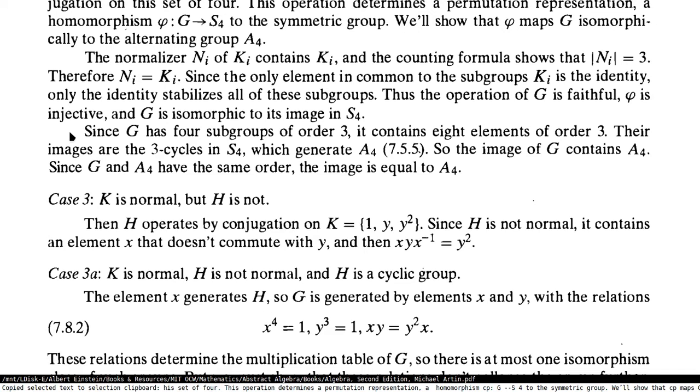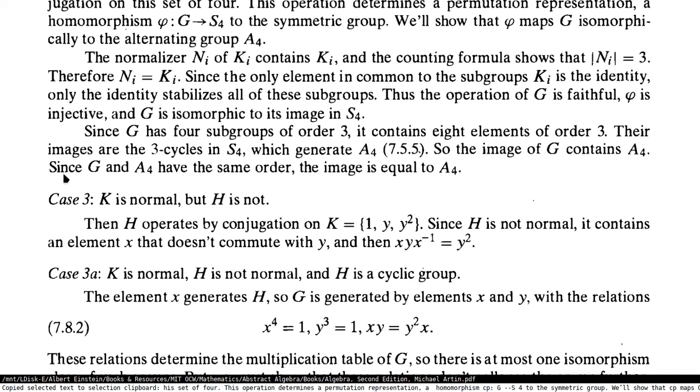So I guess we want to know how many subgroups of S4 have order 12. Since G has 4 subgroups of order 3, it contains 8 elements of order 3. I believe that. So their images are going to be the 3 cycles in S4, which generate A4.